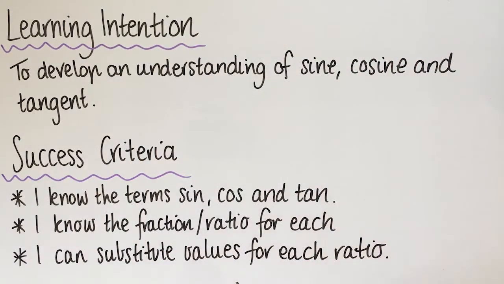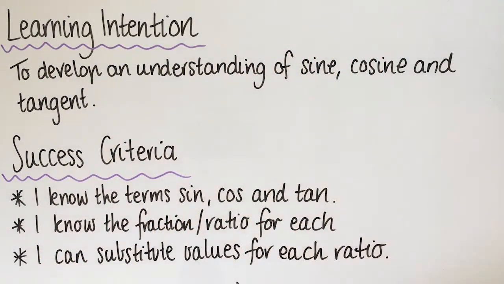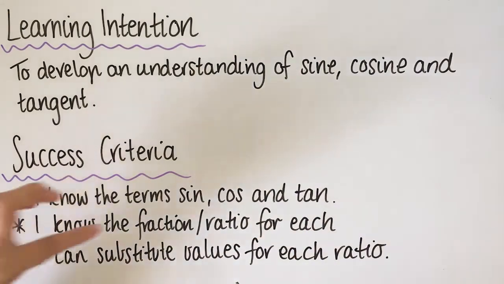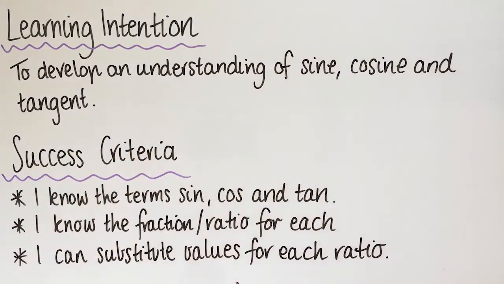In order to do that, you need to be able to know the terms sine, cos, tan, or sine, cosine, and tangent. They're the same words, these are just abbreviations. And then you need to be able to know the fraction or the ratio that accompanies each one of these three things. And then you need to be able to substitute different values for each one of these ratios.